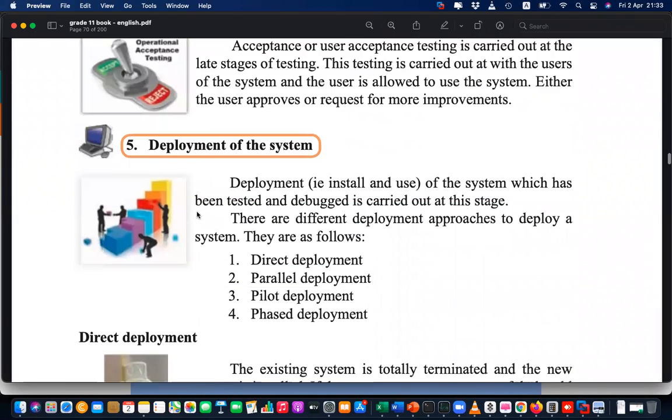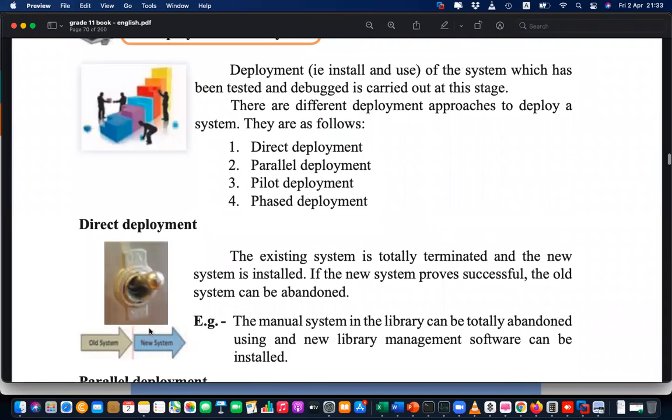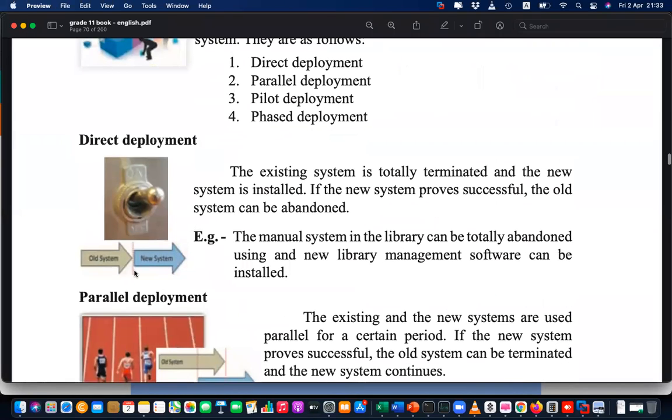And the next one is deployment. After the testing, you have to give the system to the actual users of it. That can be done directly, just switching off the old system and starting to use the new system. That is called direct deployment. You can stop using the old system and immediately start the new system. So what is the drawback? What is the issue of doing this?